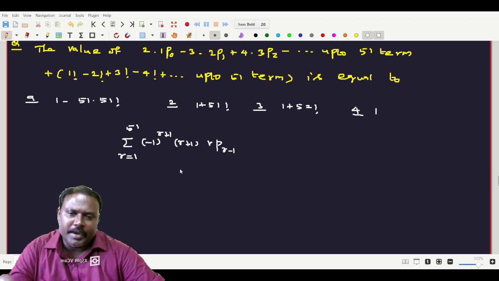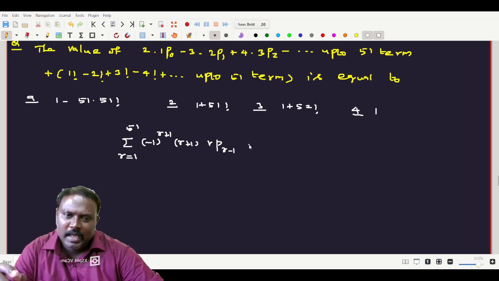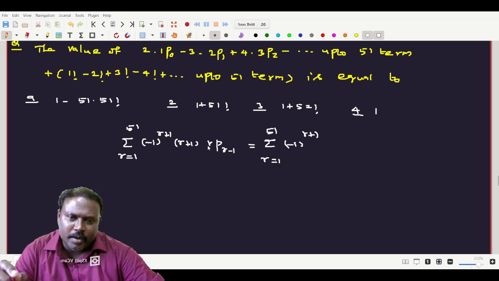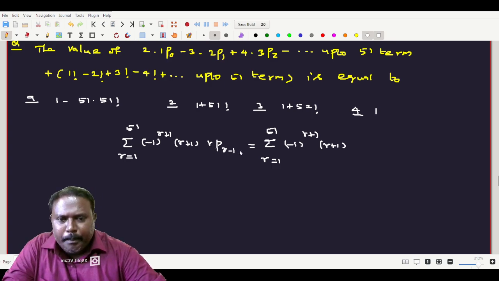Okay, right, so I can write this summation in summation notation like this. This can be rewritten as summation r equals 1 to 51, let us simplify this one, (-1) to the power r plus 1, and then this (r plus 1). Next, look at this, rPr-1.